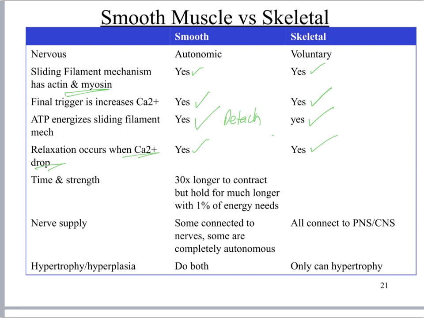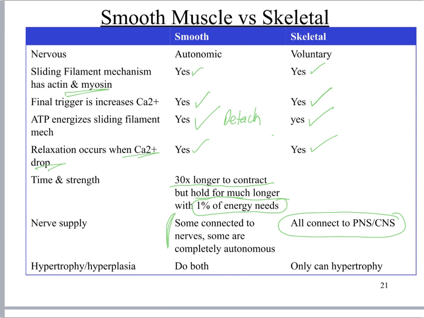First of all, smooth muscle is going to be able to contract 30 times longer and hold it for longer, but it only needs 1% of the energy, okay? This is a fairly slow process, but it's a very sustained contraction that doesn't require a lot of energy. This is very efficient, okay? Now, in terms of the neurons, with skeletal muscle, all connect up to nerves. With smooth muscle, you're going to be using some autonomic and some nerves and some other things, okay?